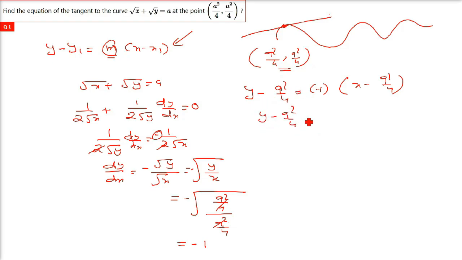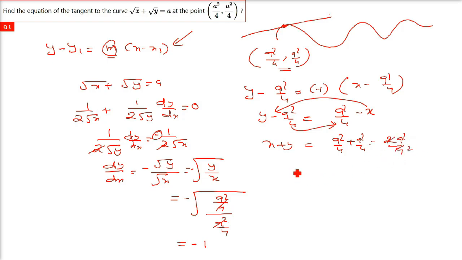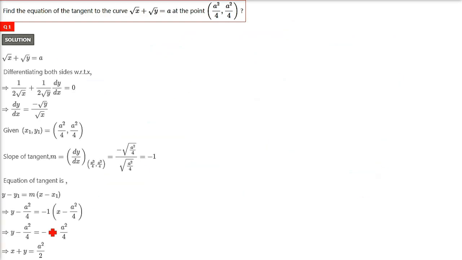So we have replaced x1 and y1 by a square by 4 since they are equal. So y minus a square by 4 is equal to a square by 4 minus x, because I have multiplied the negative inside. Now let us shuffle things so that we get an equation of the line. So x plus y is equal to a square by 4 plus a square by 4, that is going to be 2a square by 4, that is a square by 2. x plus y is equal to a square by 2 is the equation of the line. So other questions are like that only. Let me show you the formal solution. This is how you are going to write.